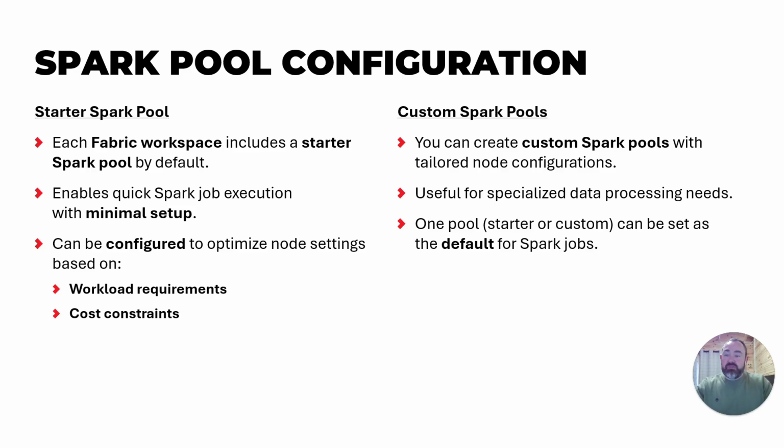For the Spark pool configuration in Fabric, we can start off with the starter Spark pool, and that's the default. It enables quick Spark job execution without the setup, and can be configured to optimize node settings based on workload requirements and cost constraints. With custom Spark pools, you can create custom Spark pools with tailored node configurations, and it's useful for specialized data processing needs. One pool can be set as the default for Spark jobs. So you can have a certain Spark pool that is the default for a workspace.